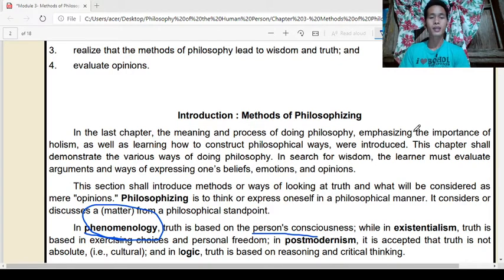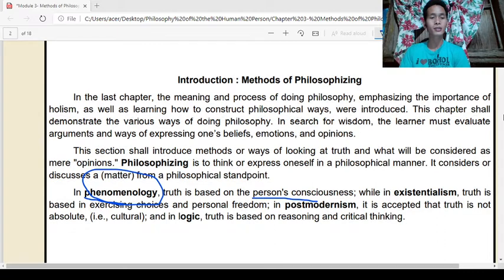Philosophizing in the first place is to think or express oneself in a philosophical manner. It considers or discusses a matter from a philosophical standpoint. So before proceeding to the different methods of philosophizing, we will try to understand first what philosophizing is all about. When we say philosophizing, it is to think, to express oneself in a philosophical manner. It is to think like a philosopher, to express oneself like a philosopher. It is to discuss a certain topic from a philosophical standpoint. That is philosophizing. And there are four methods of philosophizing.